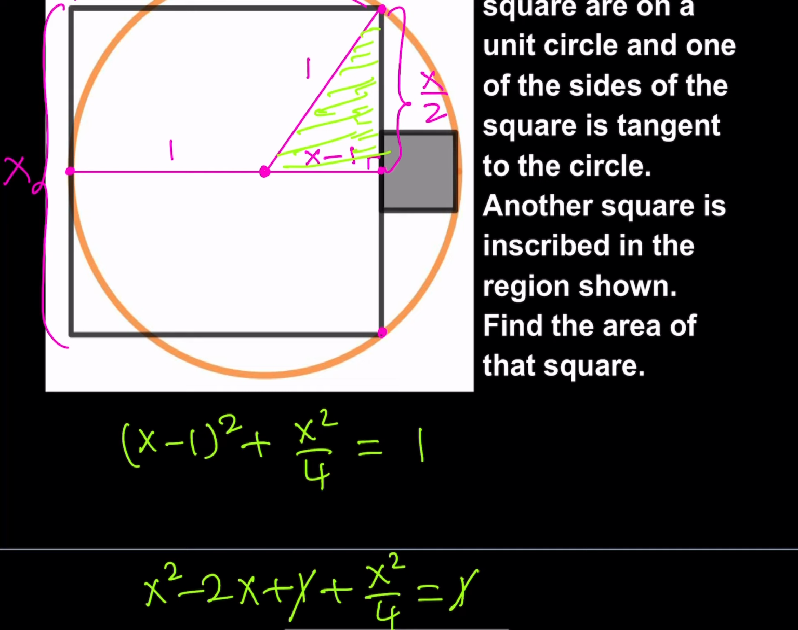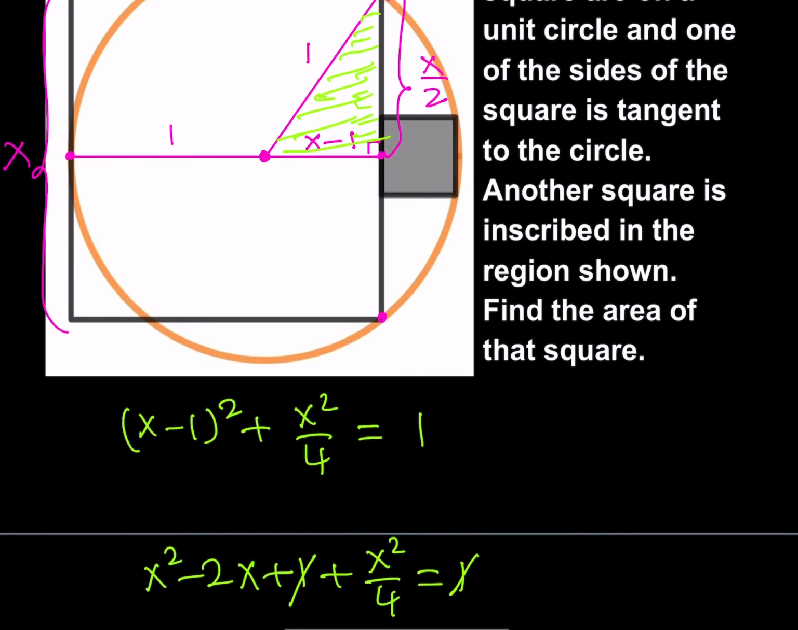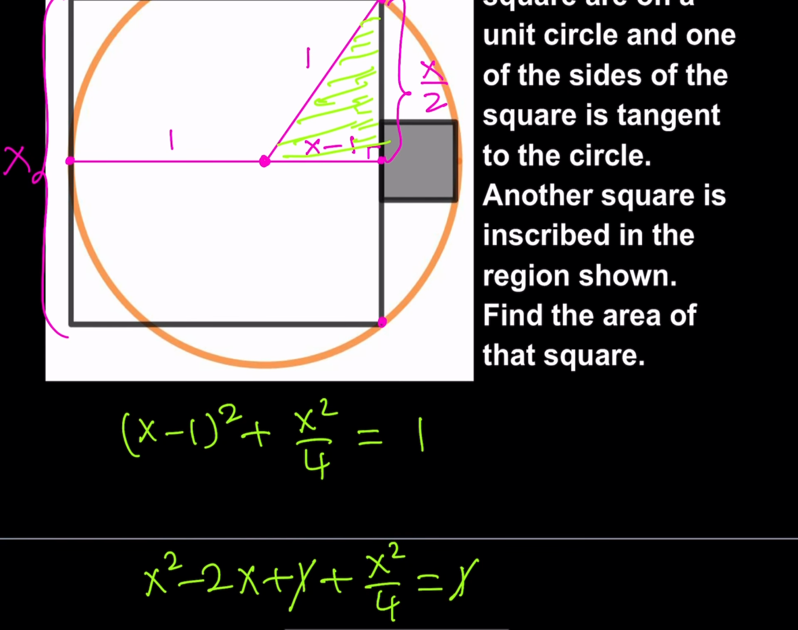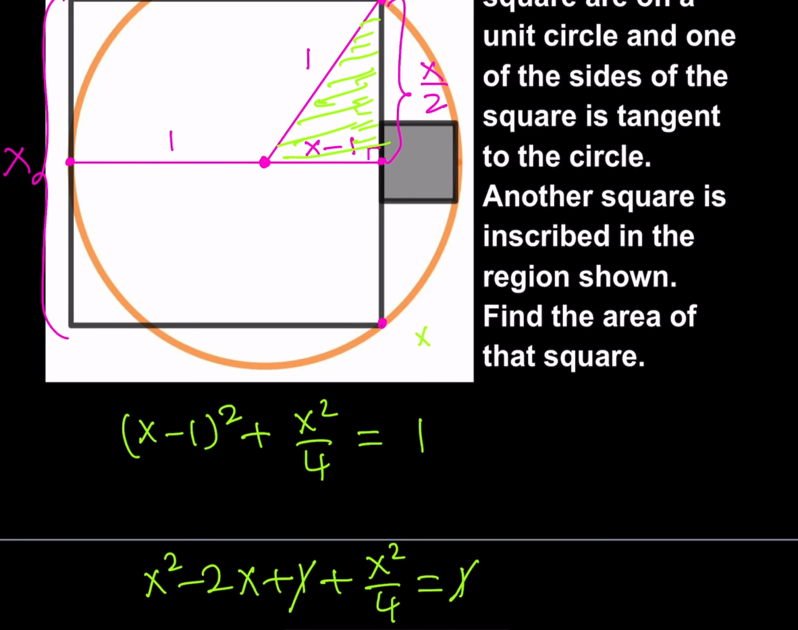Let's go ahead and clean up here, and then we'll find the side length for the smaller square. That's going to be our next thing to do. But before that, let's write down what x is. x is equal to 8 over 5. Let's take note of that. It's hard to see, right? x is equal to 8 over 5. And remember, x is the side length for the larger square.